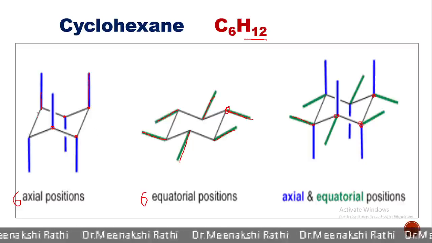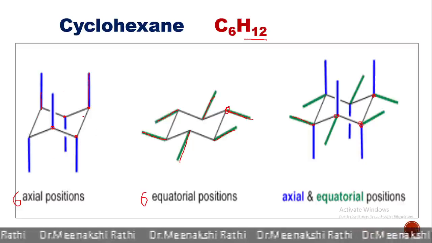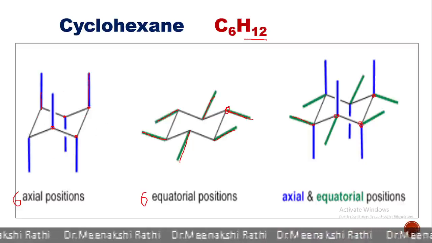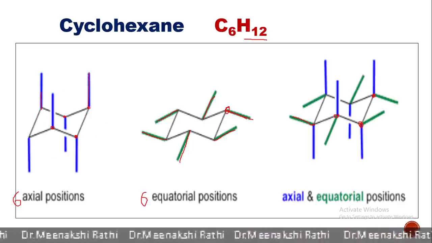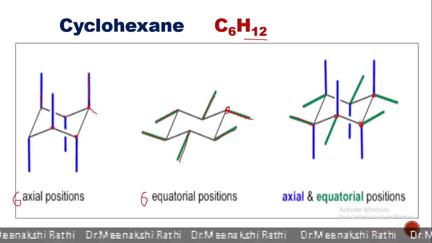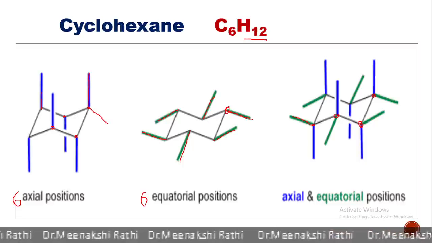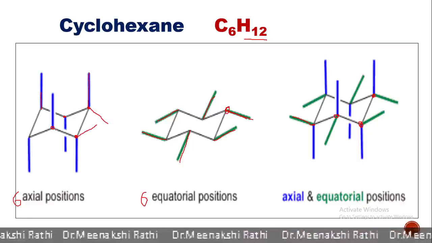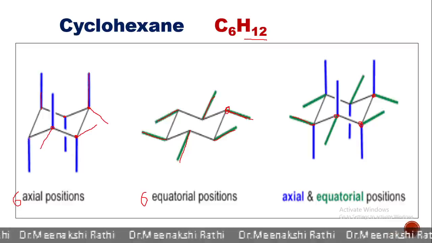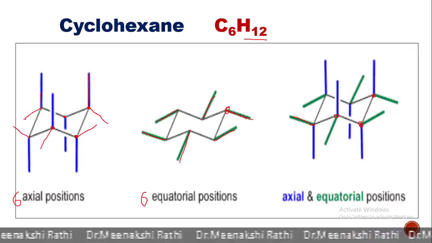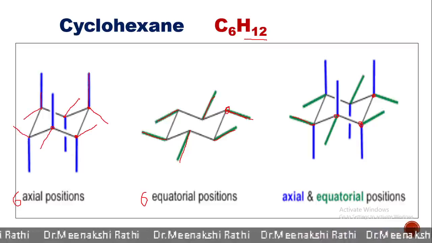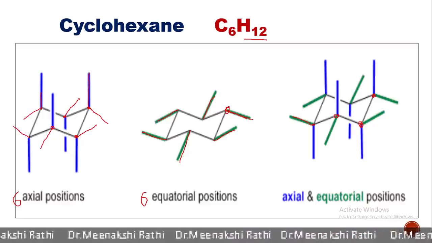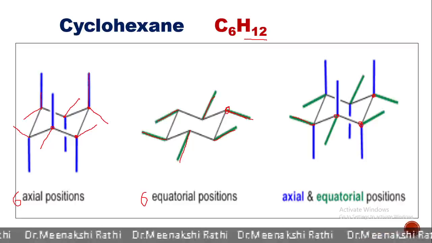Once you are done with the axial hydrogen atoms, then you can draw equatorial. See, at this carbon, axial hydrogen atom is above the plane. So where will be the equatorial? It will be below. At this carbon, axial is below, so equatorial is above. It is below, it is above, it is below, it is above. So in this way, you can draw axial and equatorial hydrogen atoms in cyclohexane.